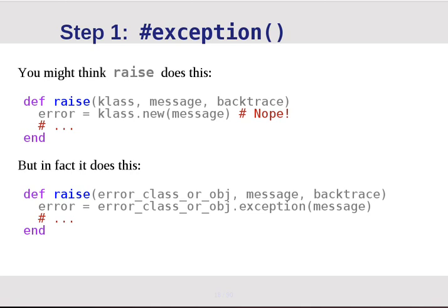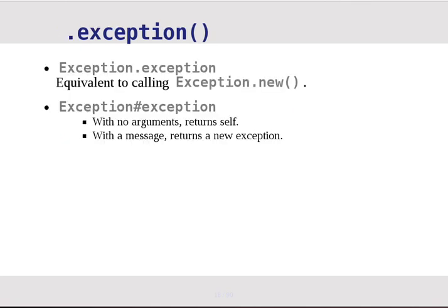Step 1. You might think that when you look at it, raise calls .new on whatever exception class you pass it, and then passes the message to .new. But that's actually not what it does. What raise does is it calls the .exception method on whatever object you pass to it. Now, as it happens, the standard Ruby exception class implements .exception at both the class and the instance level. At the class level, it's equivalent to calling exception.new. At the instance level, if you call it with no arguments, it returns the exact same object. If you call it with arguments, it returns a copy of that object, but with new attributes set.